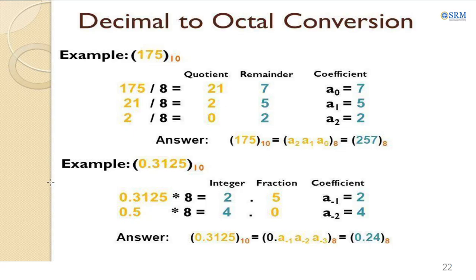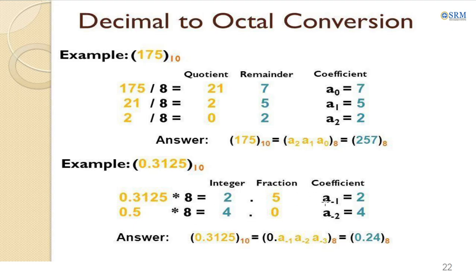Now similarly, when we have a number in fraction, we again multiply, and we take the integer as a coefficient, and the remaining fraction that you are seeing on the screen, 0.5, will be used for the subsequent multiplication.